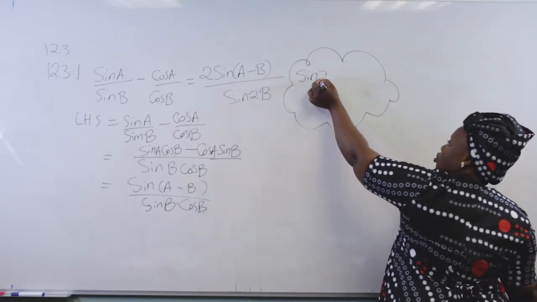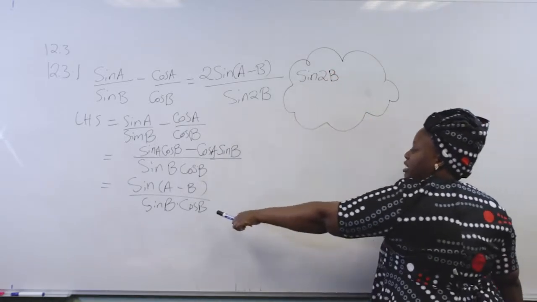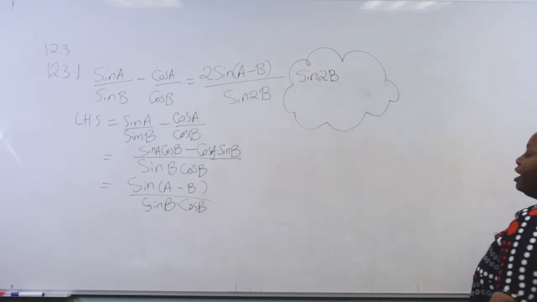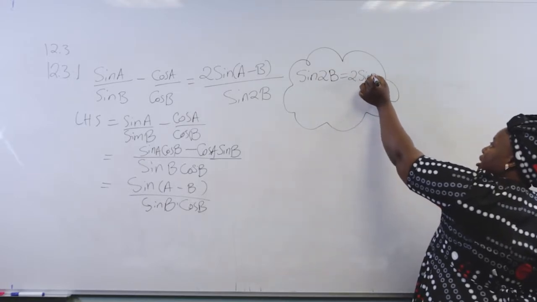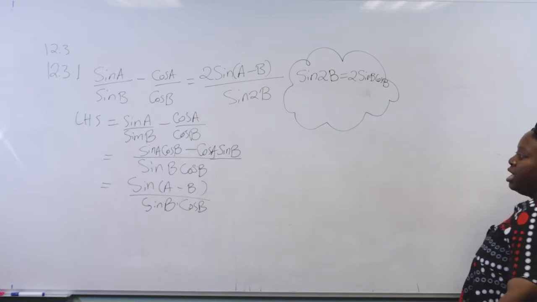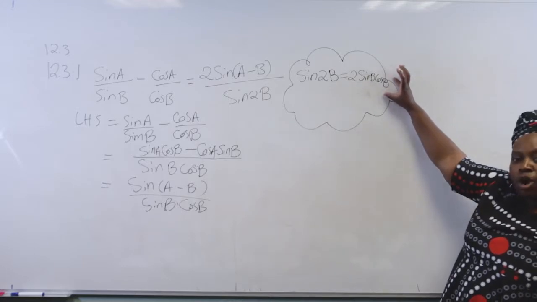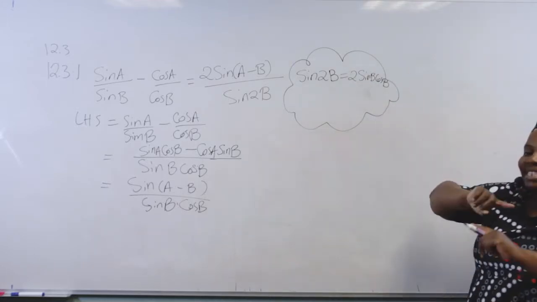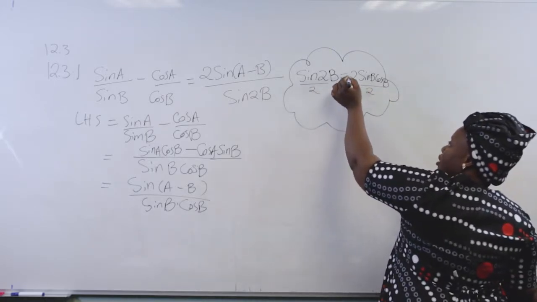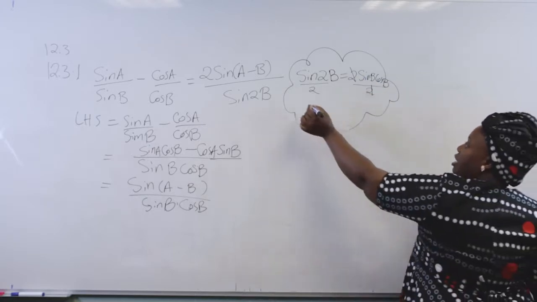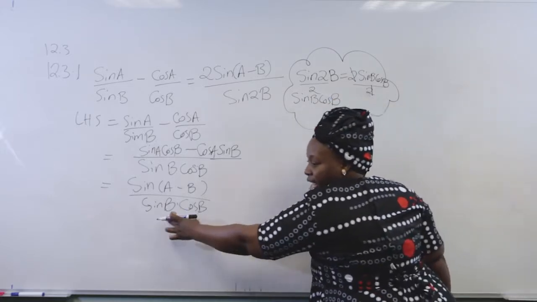sine 2 of the same angle. In this case, we are talking about B, because I want to do this one. It's actually equal to 2 sine B cos B. Now, if I want sine B cos B to be the subject of the formula in this double angle, I must divide both sides by 2. So if I divide this side by 2 and that side by 2, the 2 will cancel and I'm left with sine B cos B, which is what I'm having there in the denominator.